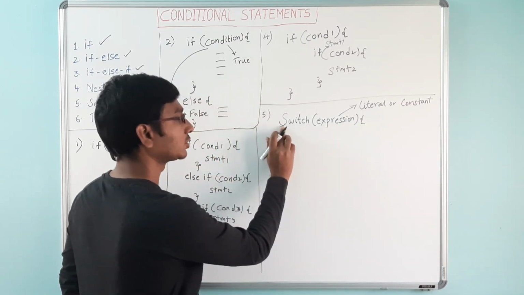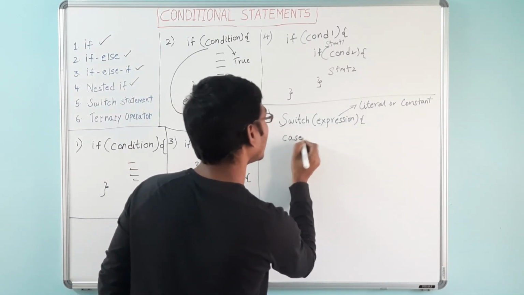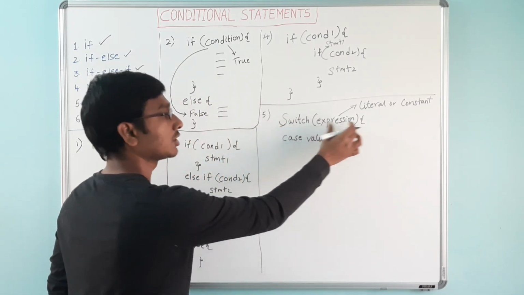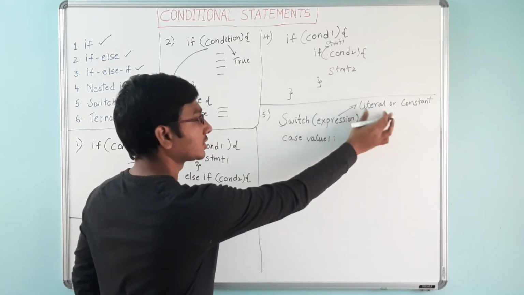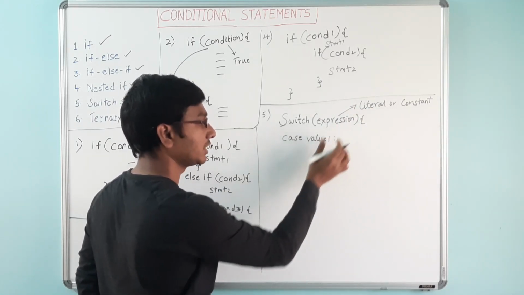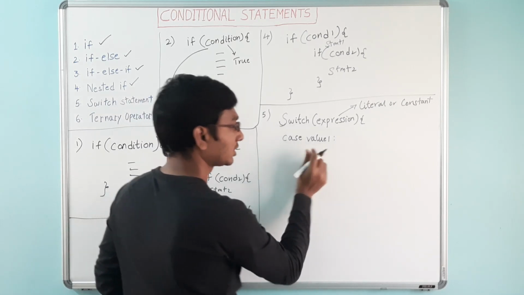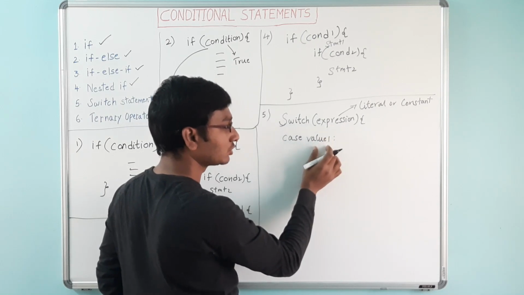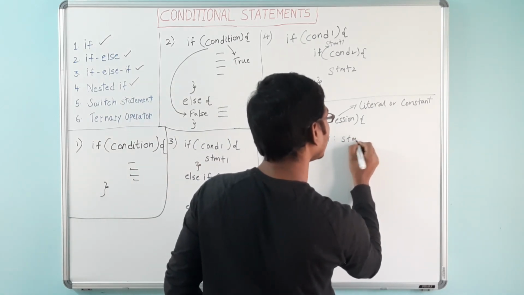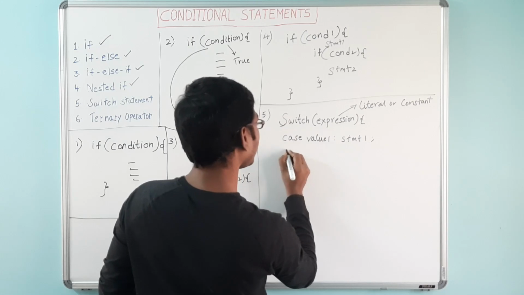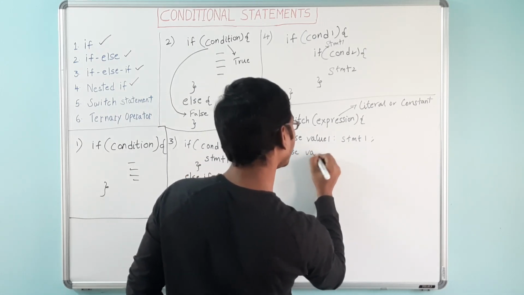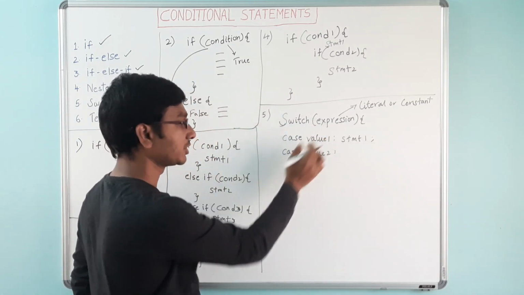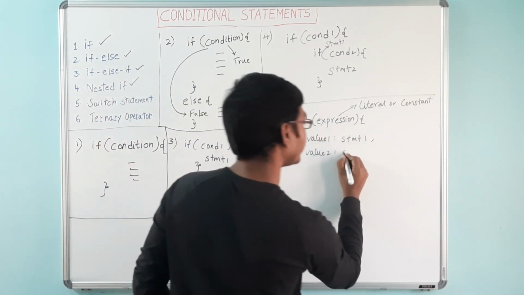And in switch, how it executes is, it has something called case. It verifies the equality of these values. So this expression is a literal or a constant, right? And this expression is compared with these case values. Say for example, it verifies this expression with value 1, and if it is equal to this value 1, then it executes some statement. Like this we can have any number of case values to be matched with this expression.